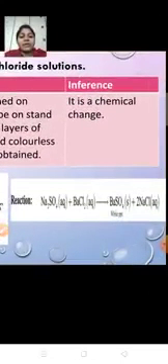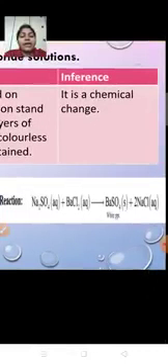You can see here sodium sulfate is Na2SO4 and BaCl2 is barium chloride. So when we mix them, reaction takes place, that is a white color precipitate is formed, that is barium sulfate, and we get a colorless solution, that is sodium chloride. So over here again we are getting new substances, that is barium sulfate and sodium chloride. So it is definitely a chemical change.